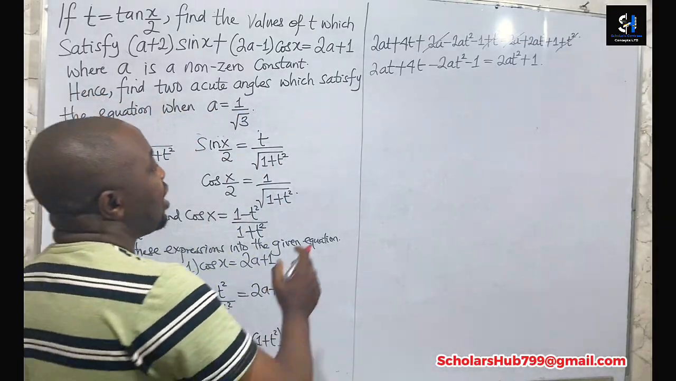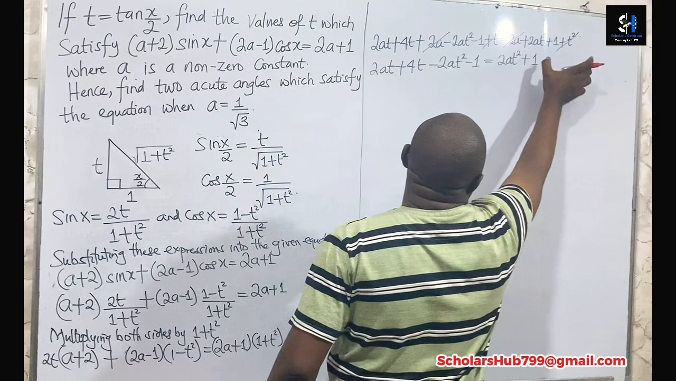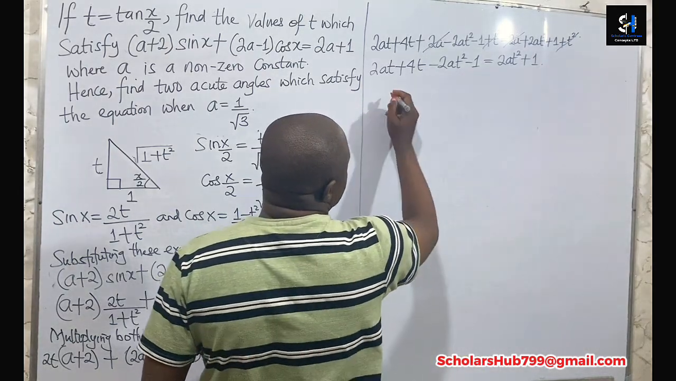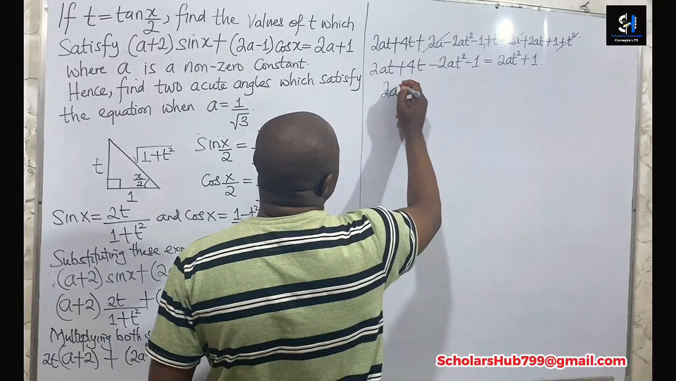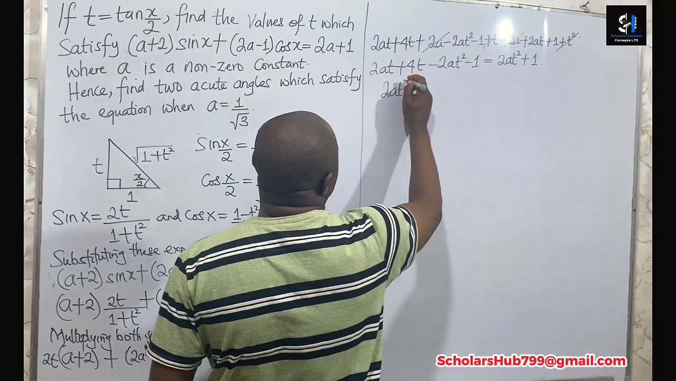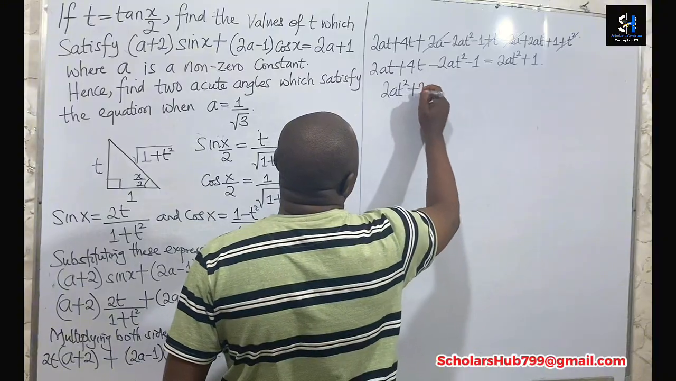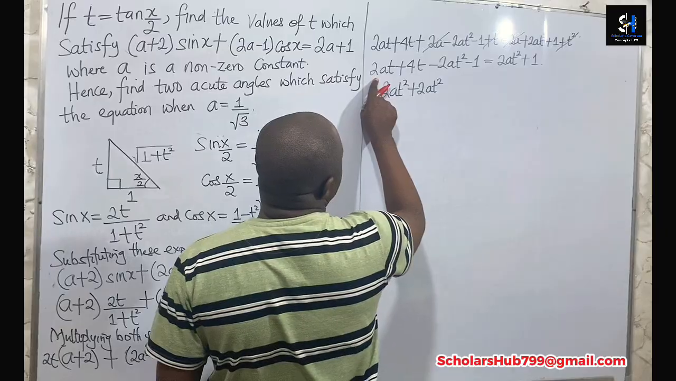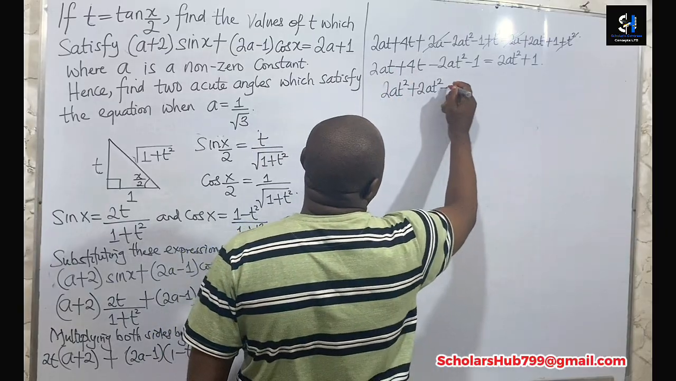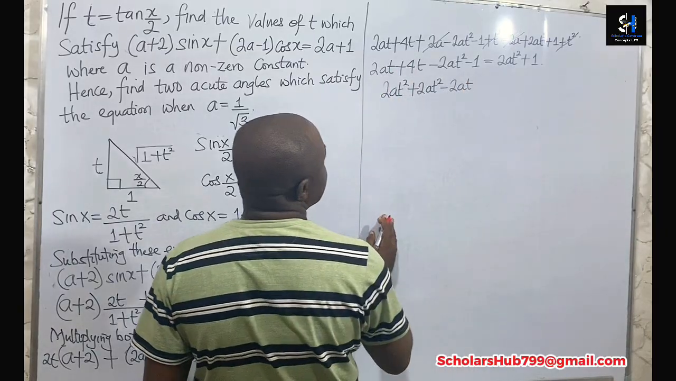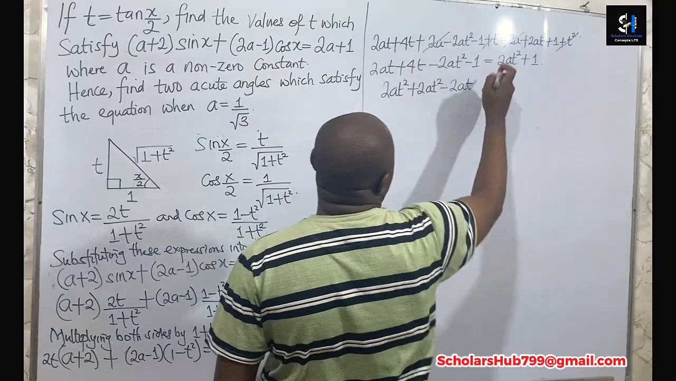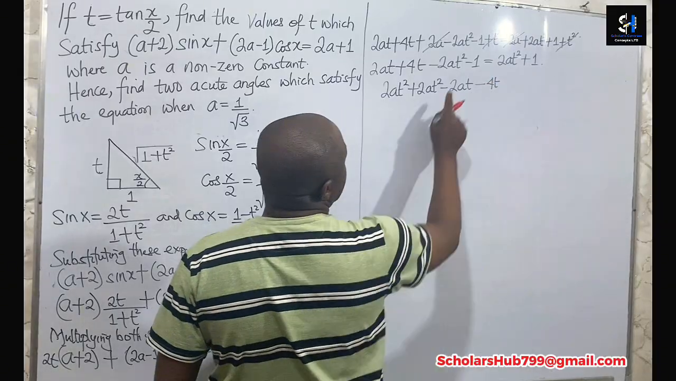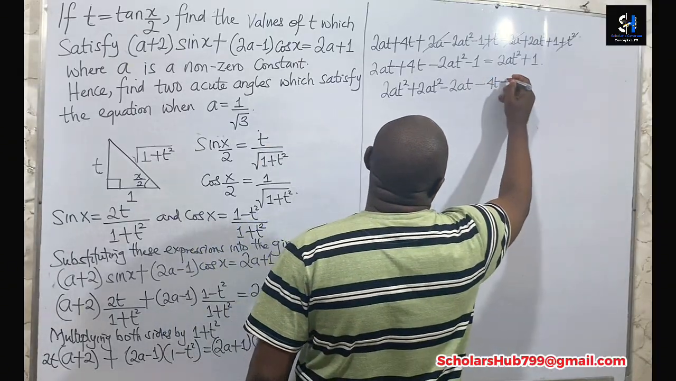Okay, now I'm going to move everything to the right-hand side of the equation. So on the right side we're going to have 2at squared. When this comes here, it becomes 2 plus 2at squared. Now 2at, when it goes to the other side, becomes negative 2at. Then 4t, when it goes to the other side, becomes minus 4t. Then negative 1 goes to the other side to become plus 1.